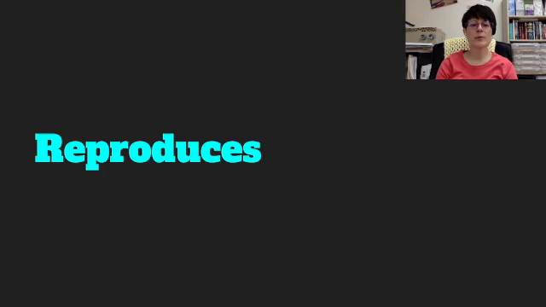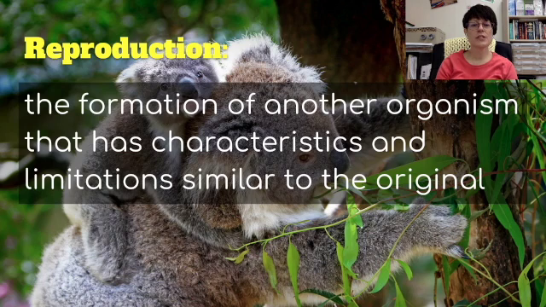Living things also reproduce. Reproduction is the formation of another organism that has characteristics and limitations similar to the original. So here we have a koala bear, and there is a little koala bear on its back. And so with the reproduction, what it means here is another organism similar to the original. You know, a koala bear is not going to give birth to a tiger, right? Because that's an animal of a different kind. So that's what we mean by that.